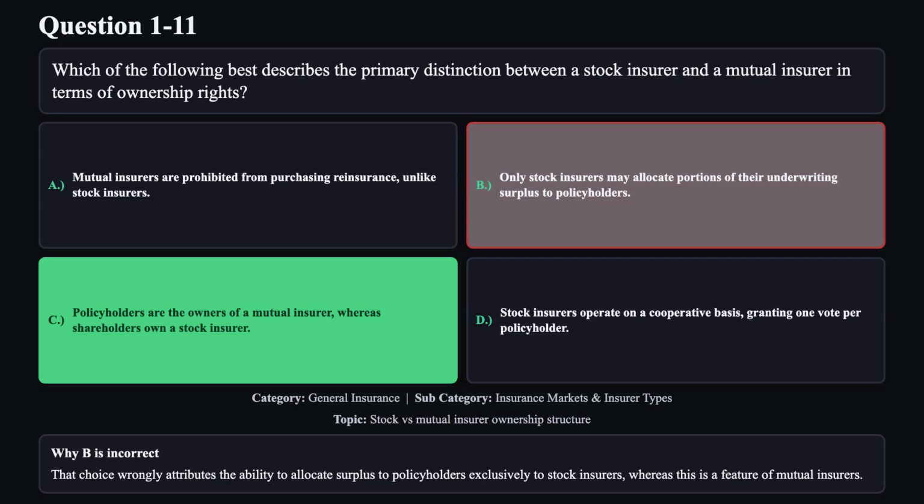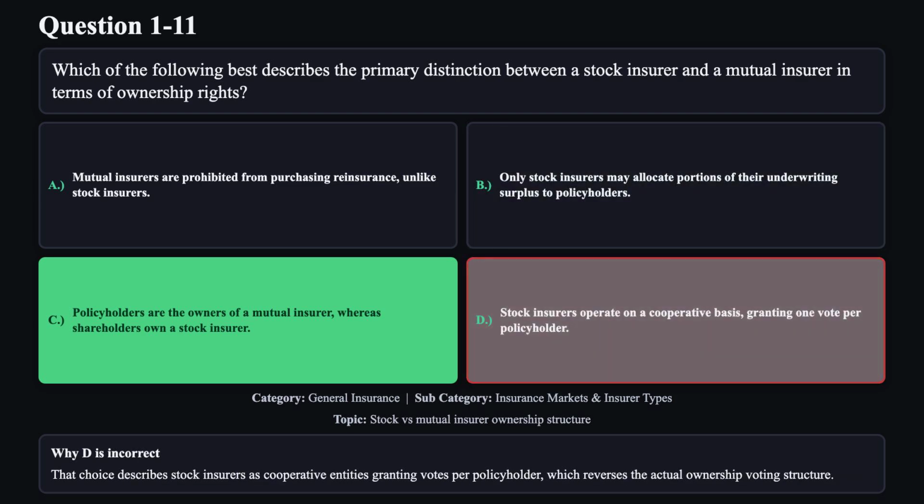That choice wrongly attributes the ability to allocate surplus to policyholders exclusively to stock insurers, whereas this is a feature of mutual insurers. Reason D is not correct. That choice describes stock insurers as cooperative entities granting votes per policyholder, which reverses the actual ownership voting structure.